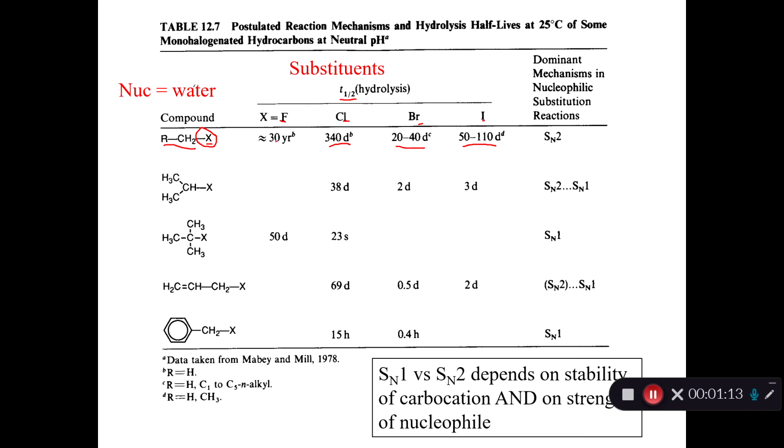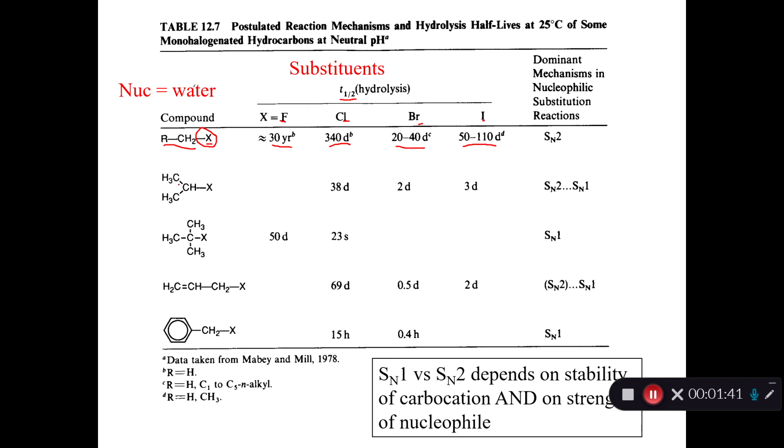And if fluoride is your leaving group, you can see it says about 30 years, because the truth is, who's going to wait around in the lab for 30 years to see how fast fluoride reacts? So when you have a half-life of 30 years, basically that's infinite. As far as we're concerned, that's too long to matter. So these primary fluorides are just not very amenable to falling apart, to being hydrolyzed.